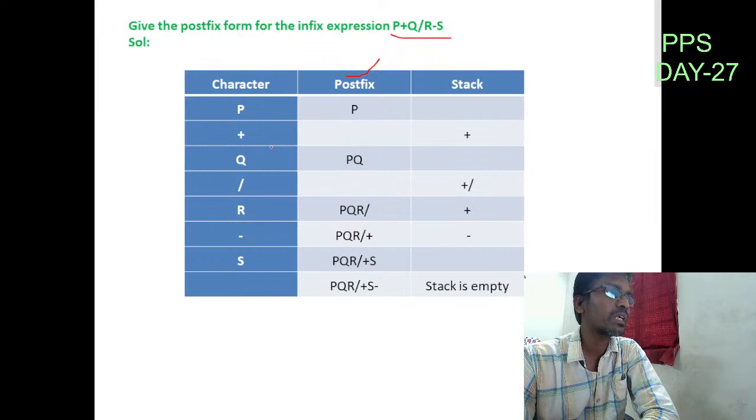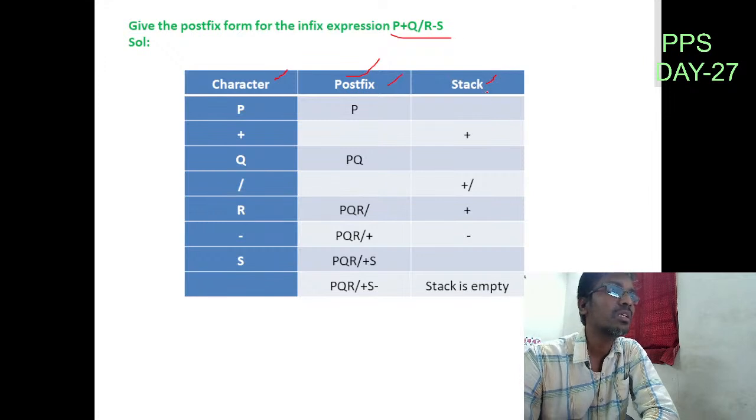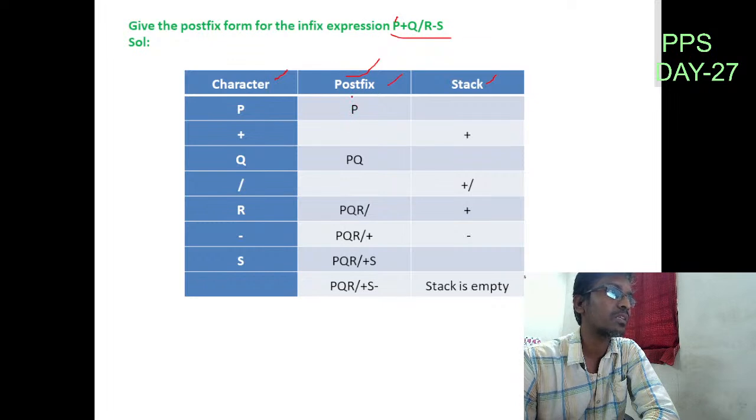Now I am going to take one table like this. The first column contains the character in the expression, followed by the postfix. What is the expression you want to convert? You have to write it here, followed by the stack. What are the symbols you are going to place into the stack? You write those in the third column. For example, let us take the first character, P. If it is a character, then you have to write that character into the postfix. I hope you understand what I am saying.